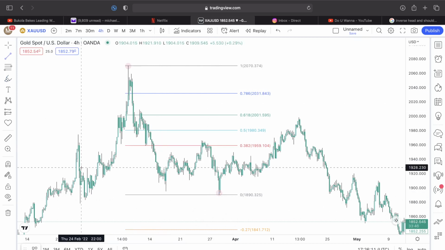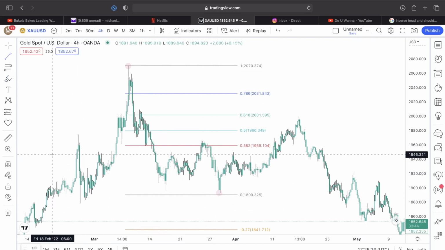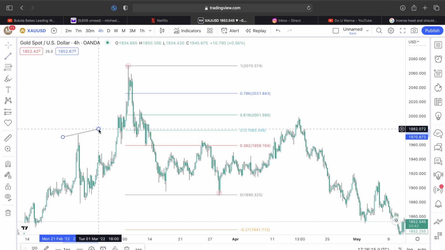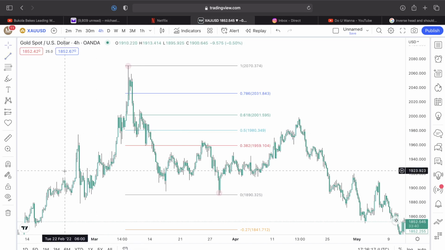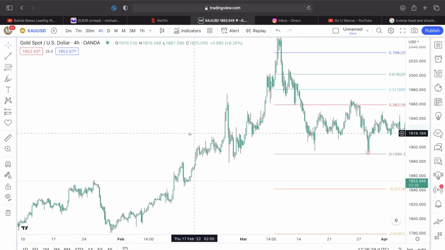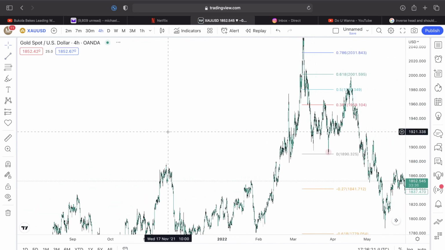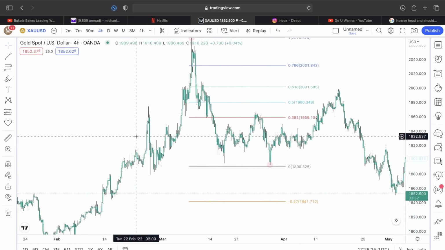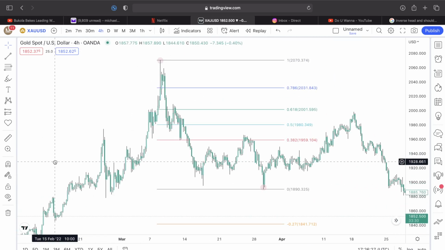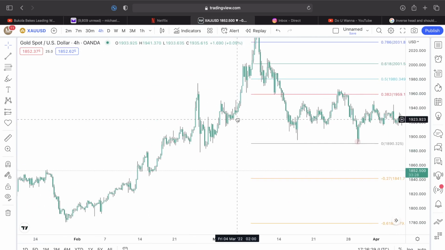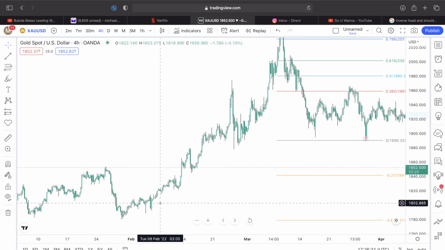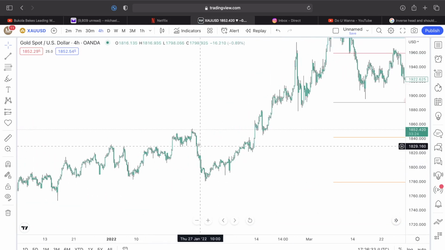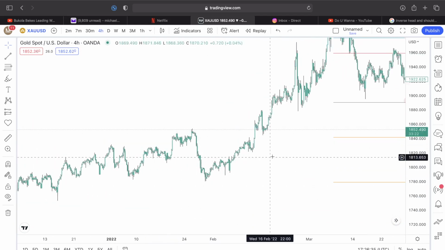So for instance, if you take this as a scenario, and I draw a Fibonacci from here, it's a bit long, but just leave it here. Okay, here's a good one. So I would draw Fibonacci from here to here again.